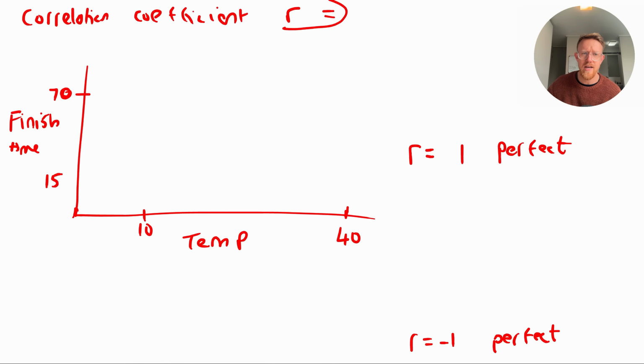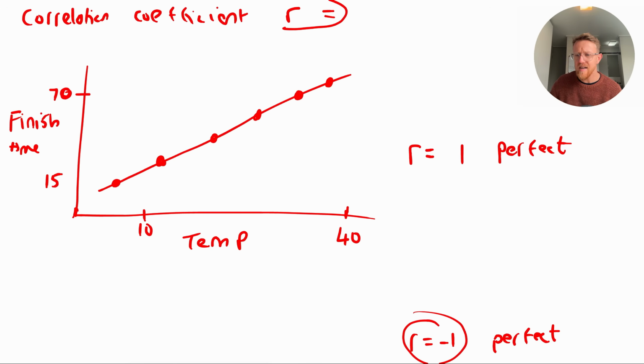Let me show you. An R value of 1 is the absolute best that you could ever get. That would literally go something like this. It would be a perfect straight line, and the dots would literally be on the line. So there would be a perfect relationship between temperature and the finishing time. So if it's cold, the finishing time would be low. If it's hot, the finishing time would be high. And that would be the same for every single runner who runs the race. That is what R equals 1 would be.